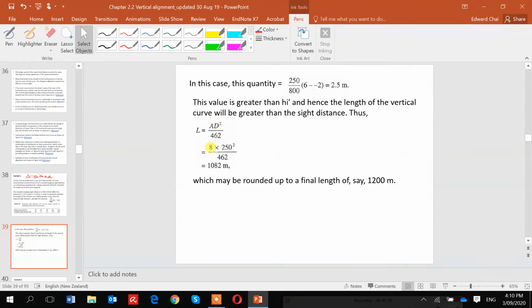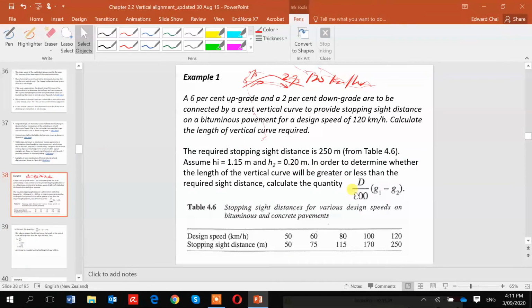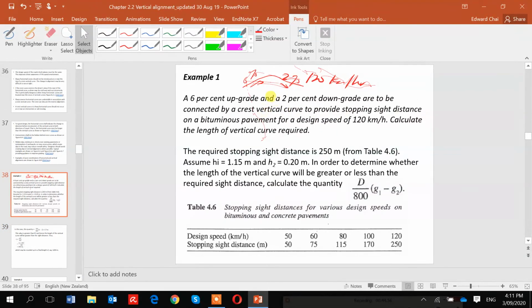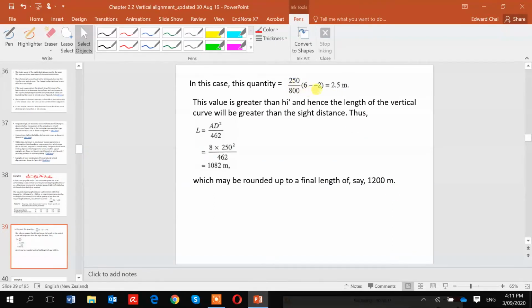So we just put in the A, which is the change, g1 minus g2. So 6 minus 2. Because the going up is plus 6%, and this is minus 2%. So G1 minus G2 is 6 minus 2, which is 8. So A is 8.